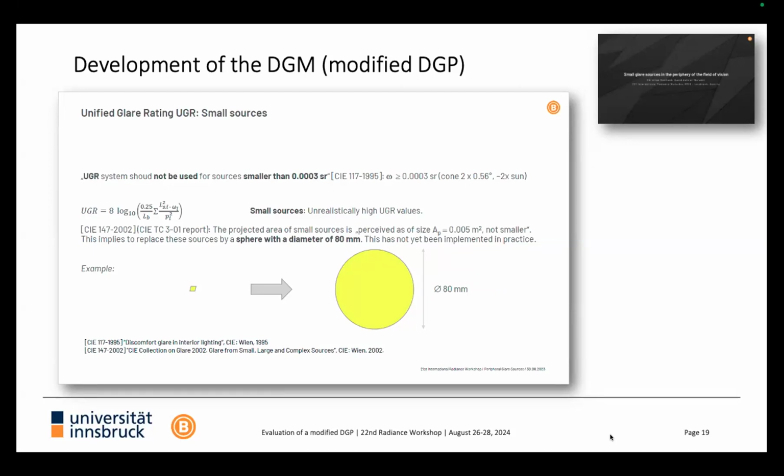The CIE group that worked on that issue and published it in CIE report 147 proposed to replace this small glare source. If you have a small single LED point somewhere on the ceiling, you should replace that in the calculation with a larger area that matches this 0.003 steradians solid angle for the evaluation. So if you think of a typical office room, that means replacing that LED point with an 8 centimeter sphere or 8 centimeter disc at the ceiling.